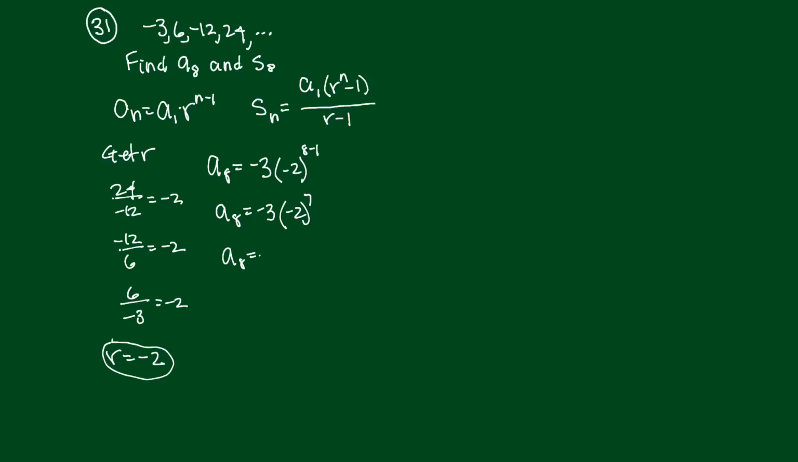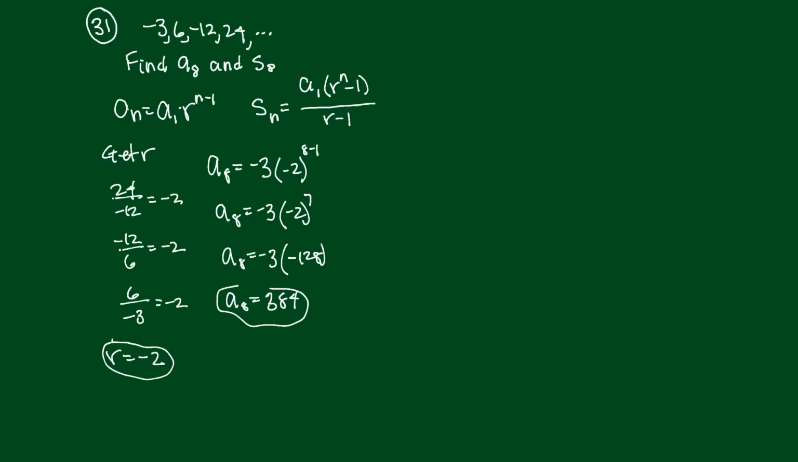So a sub 8 is -3 times, right now, -2 to the 7th is negative, right? I have a negative to an odd number. So it's going to be -128. So a sub 8 is negative times negative, positive. Turns out to be 384.